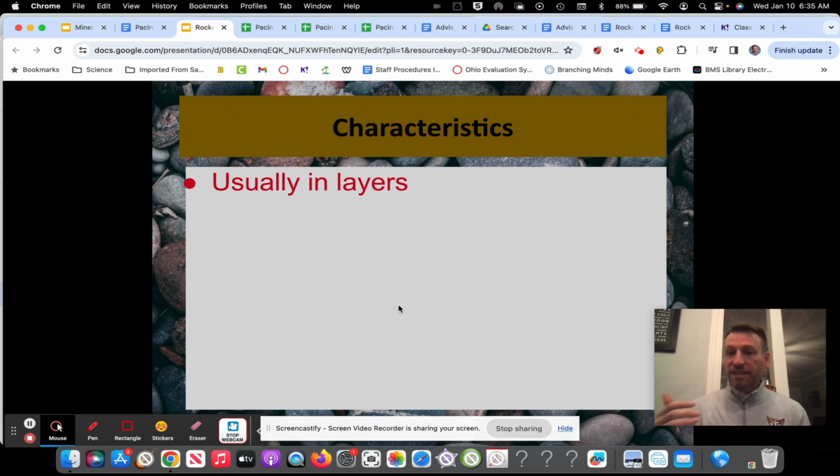And you usually can see layers. Does that mean every sedimentary rock it's easy to see layers? No, of course. In fact, this whole list of characteristics, it doesn't mean that every sedimentary rock have these characteristics. These are just some of the common ones. The more of these characteristics you see in a sedimentary rock, the more likely you're looking at a sedimentary rock.